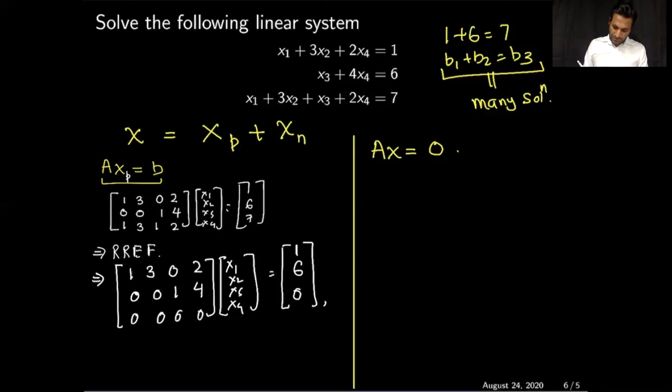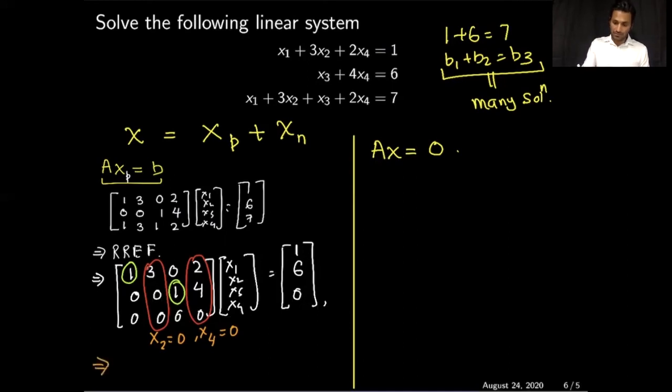To calculate the particular solution, first we need to locate the free columns, the columns which do not have any pivot. This column does not contain any pivot, and this column does not contain any pivot. If you locate your pivots, this is a pivot and this is a pivot, so these are the two free columns. To calculate one particular solution, all we need to do is assign x2 the value 0, and assign x4 equal to 0.